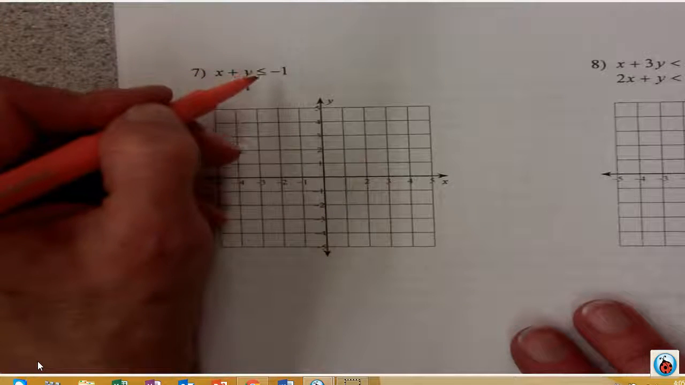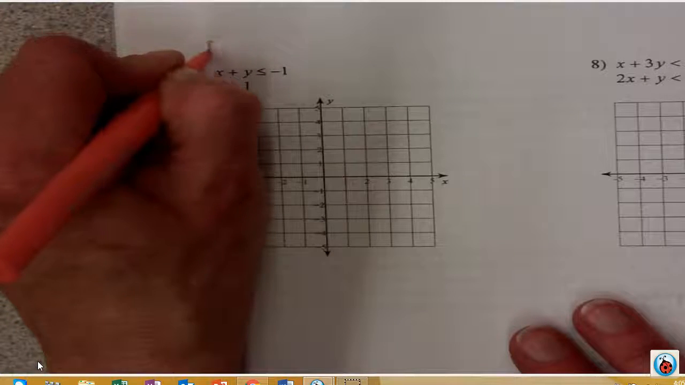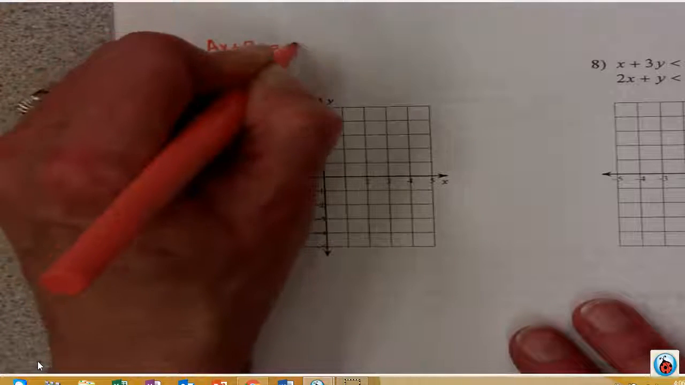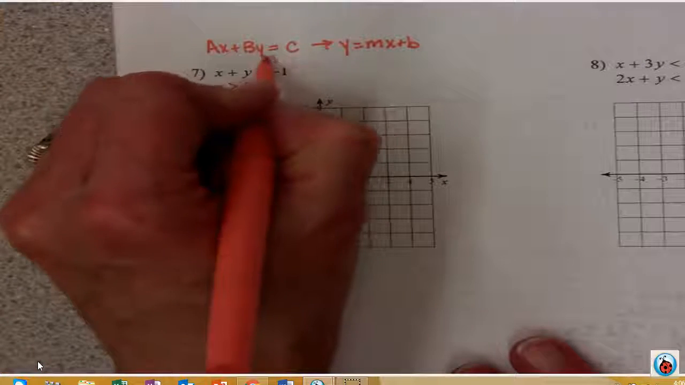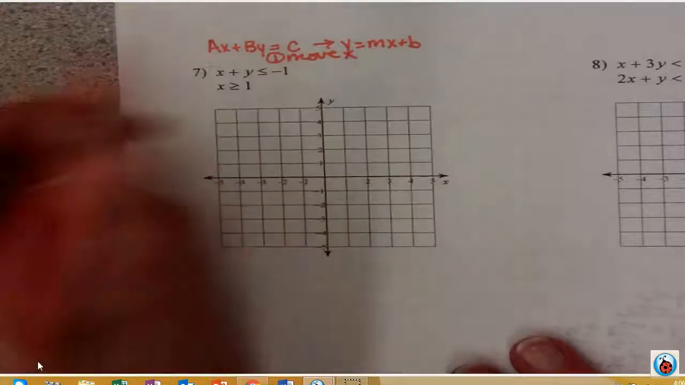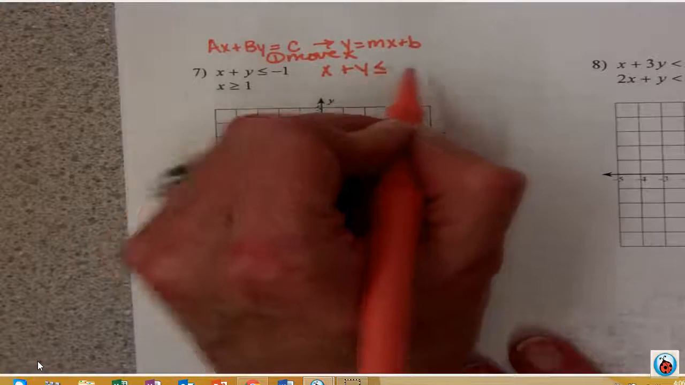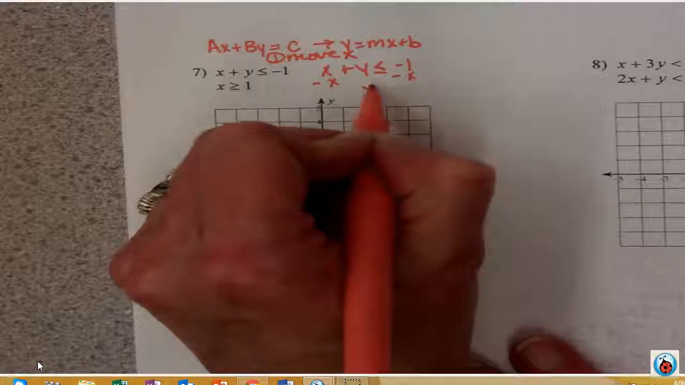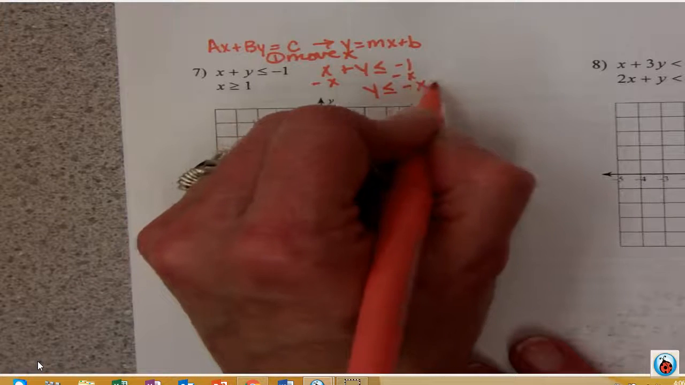In order to graph it, the first thing you do is change from ax plus by equals c to y equals mx plus b. So we need to move our x. We take x plus y less than or equal to negative 1. We subtract x from both sides, and we get y less than or equal to negative x minus 1.